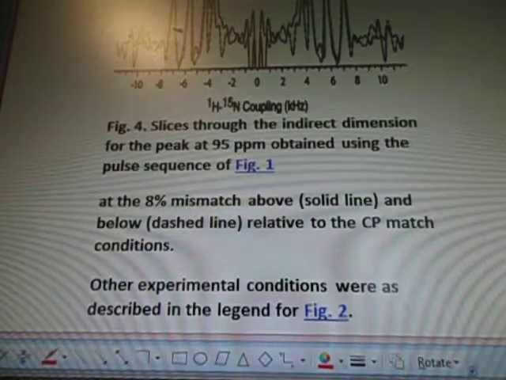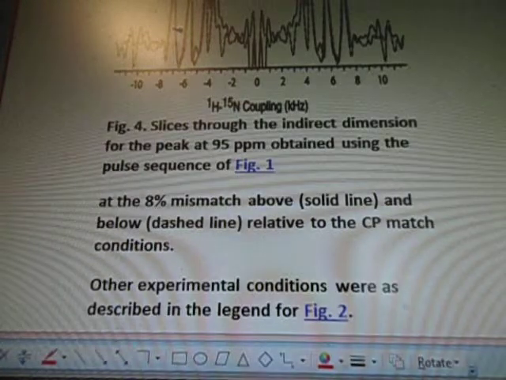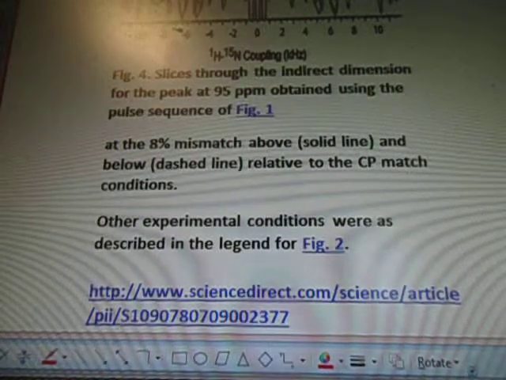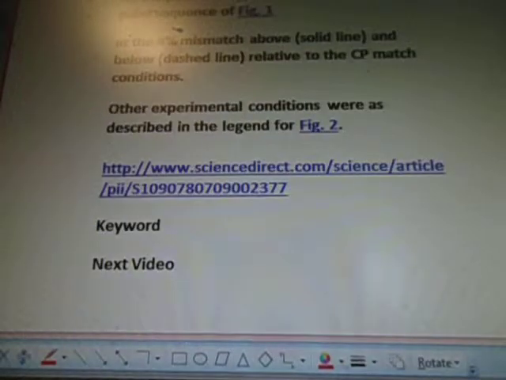Slices through the indirect dimension for the peak at 95 ppm obtained using the pulse sequence of figure 1. At the 8% mismatch above solid line and below dashed line relative to the CP match conditions, other experimental conditions were as described in the legend for figure 2.